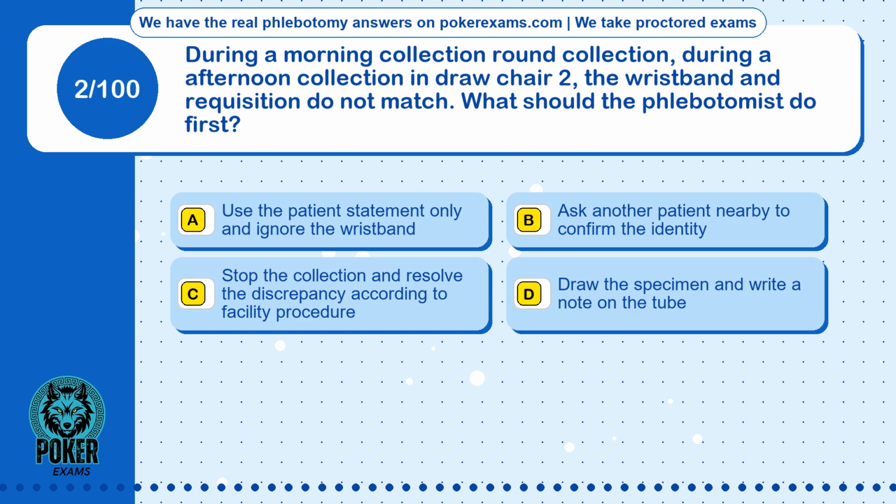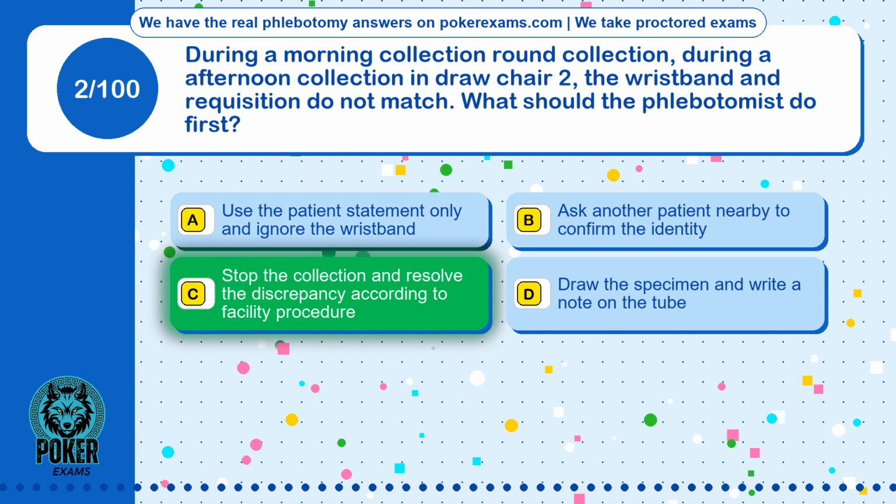Option C. Stop the collection and resolve the discrepancy according to facility procedure. Option D. Draw the specimen and write a note on the tube. The correct answer is option C. Stop the collection and resolve the discrepancy according to facility procedure.